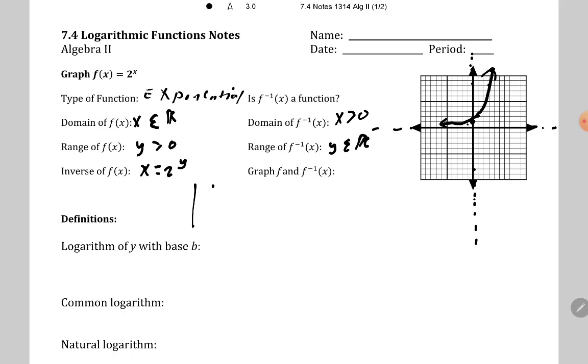Because I'm just changing my x and y in my table. So if I have an xy table, if we're looking at the original graph, if I plug in -1, I get 1/2. 0, I get 1, 1, I get 2. All I'm doing is switching my x and y. That's how you find the inverse. So this inverse is actually a reflection over the line y equals x.